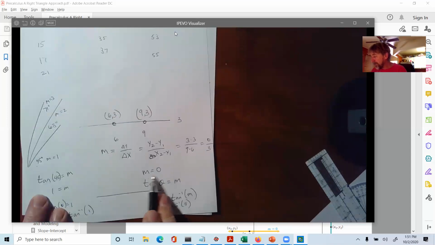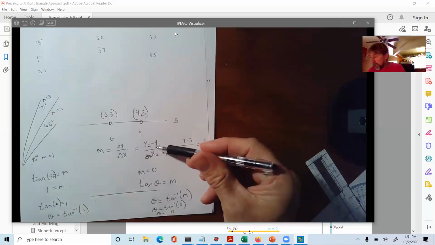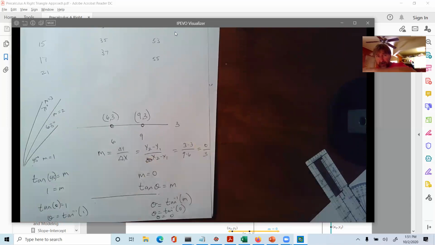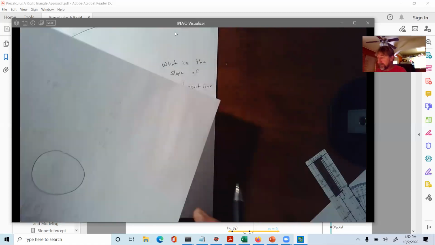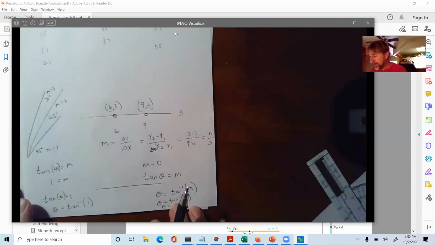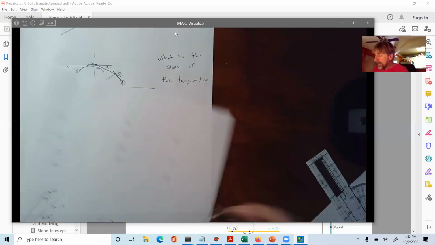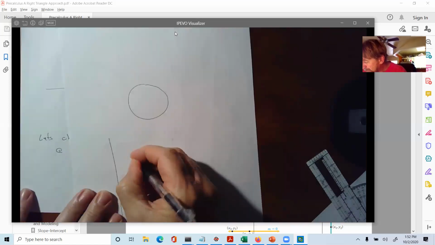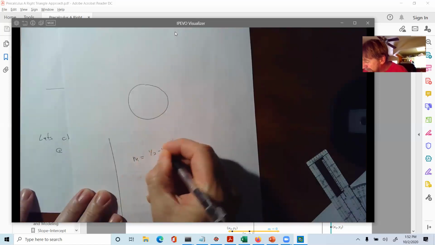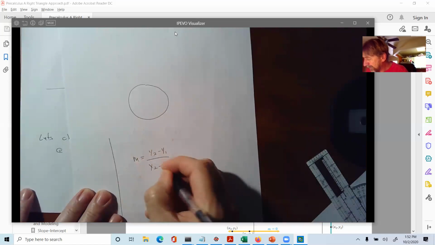So we got a slope of 0. When the change in y is 0, we have a horizontal line. When the change in y is 0, there's no change in rise. It's all just the same. It's a horizontal line. It has a 0 slope. When we have the opposite to be true, we have a vertical line. Our slope is y2 minus y1 over x2 minus x1.